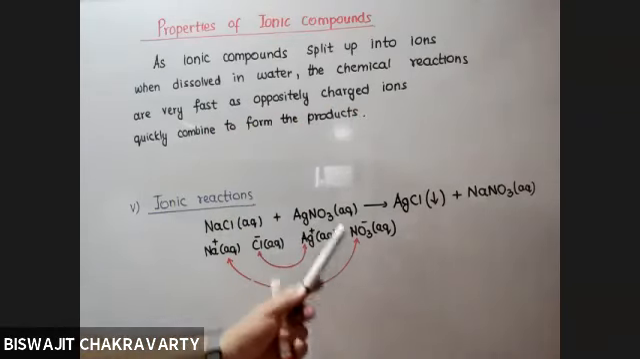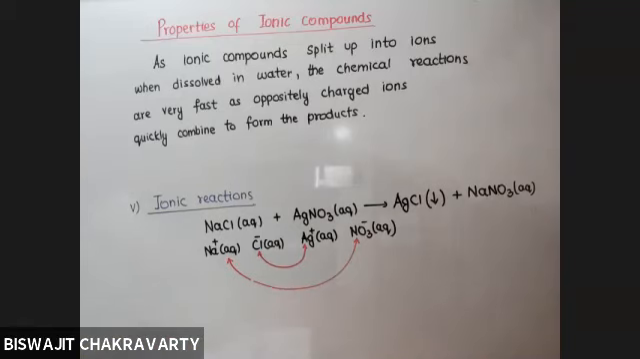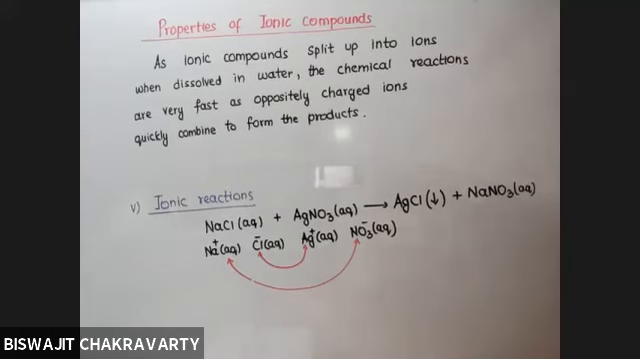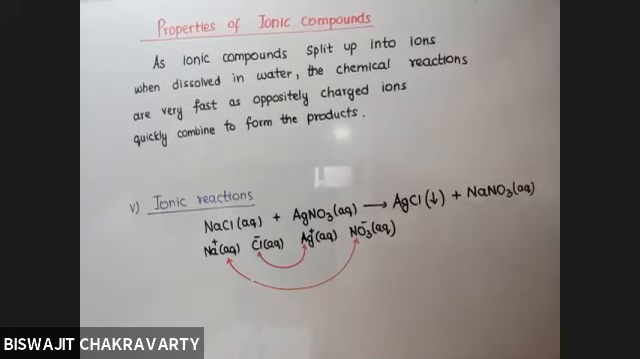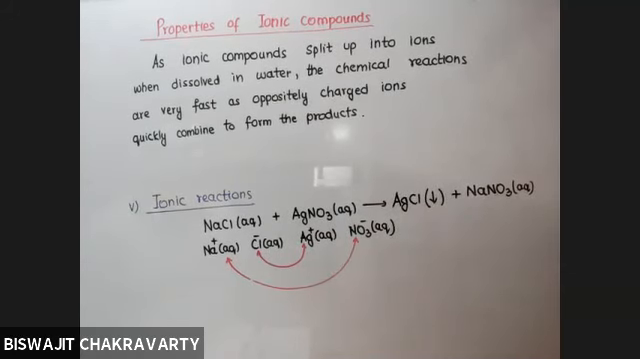Okay, so this is the example I have given at first. The main thing you need to understand is that they are already present as ions. You don't need to produce them as they are in aqueous solution. They are already split up into ions when dissolved in water, and therefore they simply combine with oppositely charged ions to form the products. Okay.